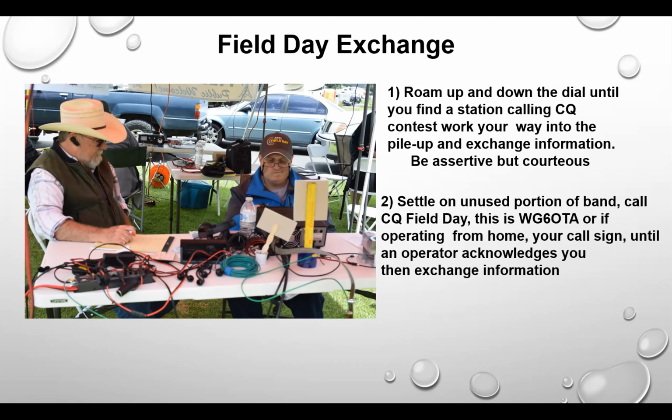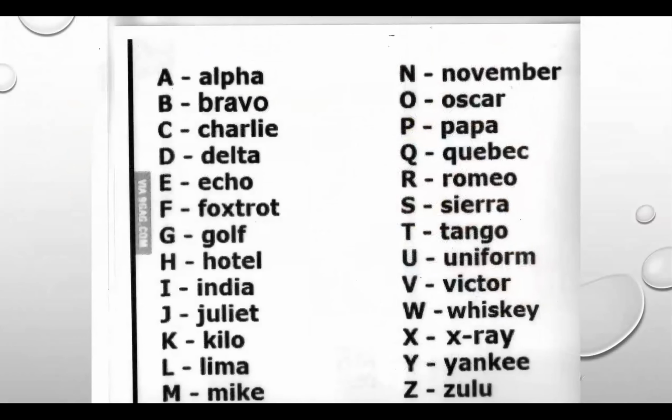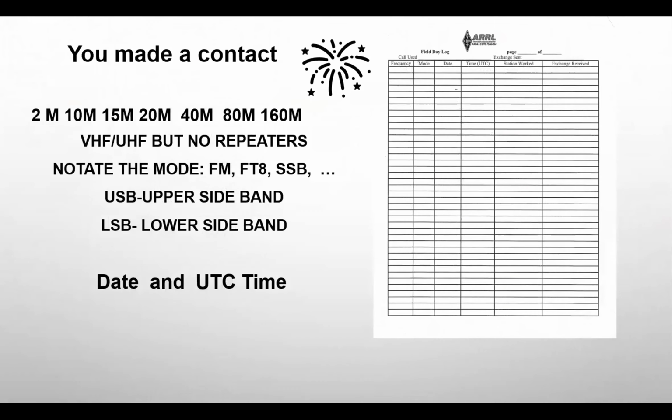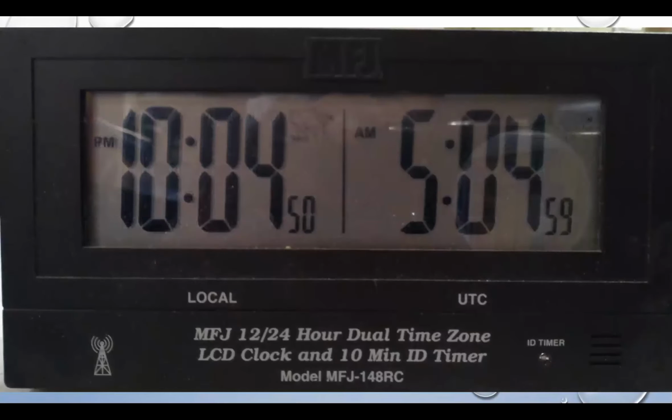And see, there's Mark and Bob Hardcastle. And there's the frequency and the phonetics. And then the alphabet, like we talked about. And then here's the score sheet, and it's basically what Mark was talking about: frequency, mode, date, time, station worked, and exchange. And then here's your UTC clock, just in case you want to know what time it is.